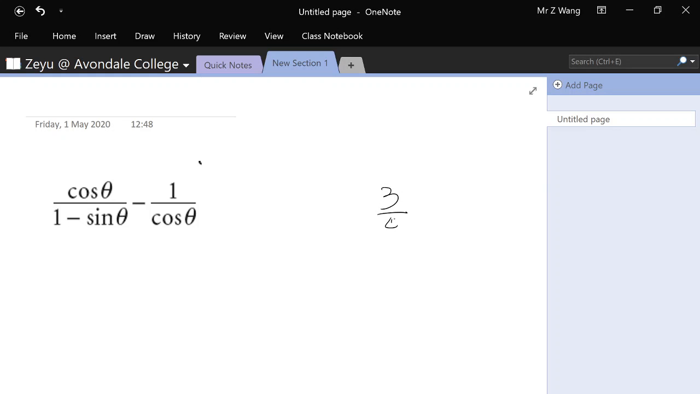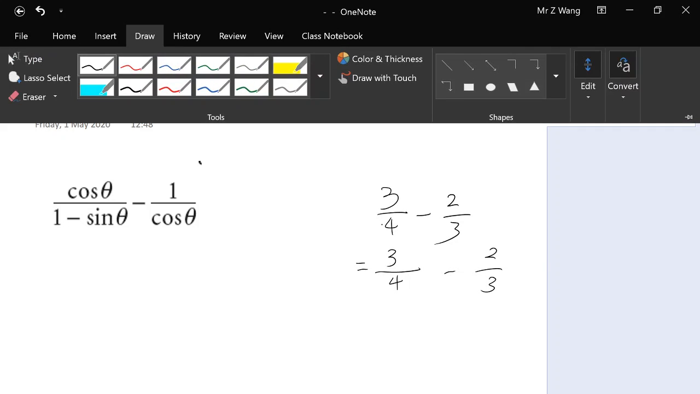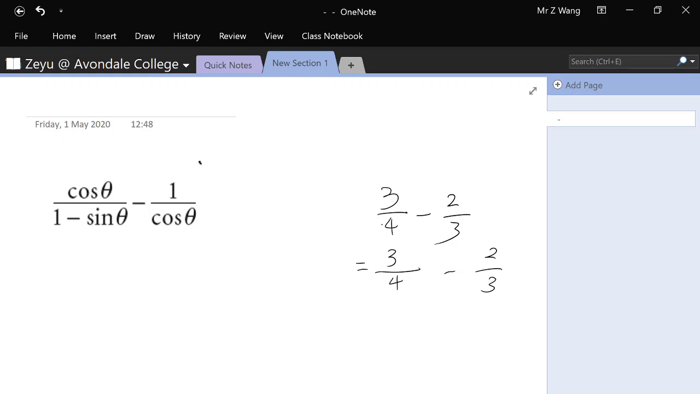So this is 3 over 4 minus 2 over 3. How would you do this? You would first make the denominator the same by multiplying by the other denominator. So it times both the top and bottom by the other denominator 3. It times both the top and bottom by the other denominator 4. This is a process that I call cross multiplication, although it's not exactly cross multiplication.